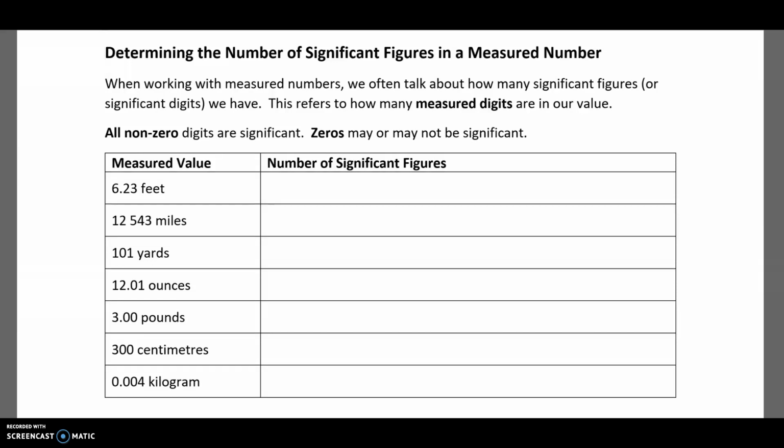When we start doing calculations with measured numbers, we'll often have to think about how to round our answer, and these decisions are often based on how many significant figures our measured number had. So we'll talk first about how to determine how many significant figures we have.